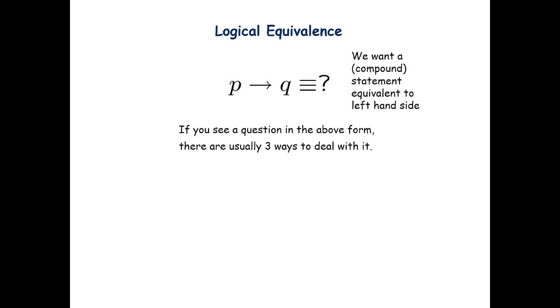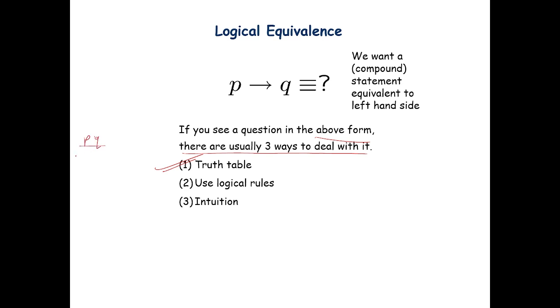Logical equivalence. If you see a question in the above form, there are usually three ways to deal with it. Truth table, I think this is the best thing to do. You get every combination of P and Q: 0 0, 0 1, 1 0, 1 1, 1 being the true state and 0 being the false state.